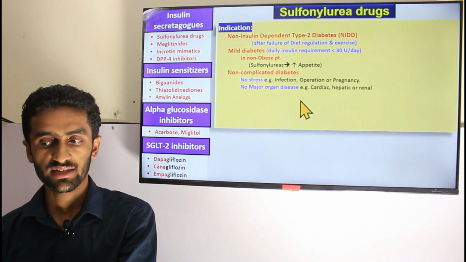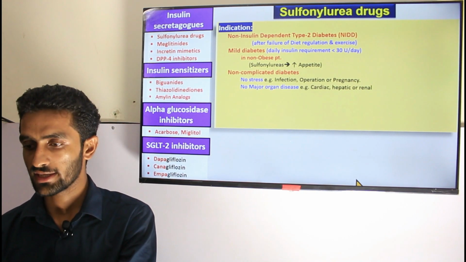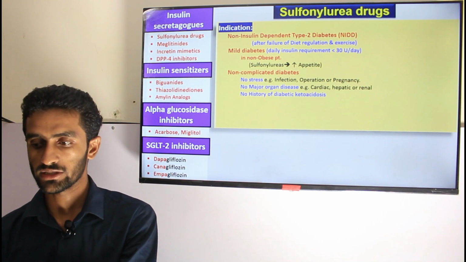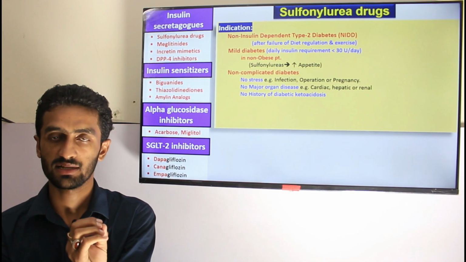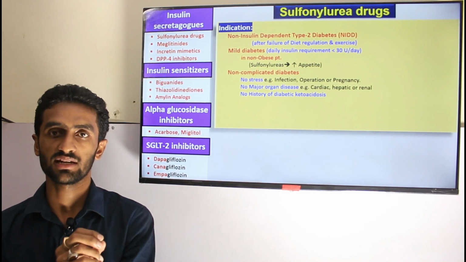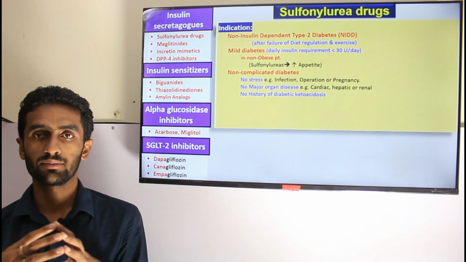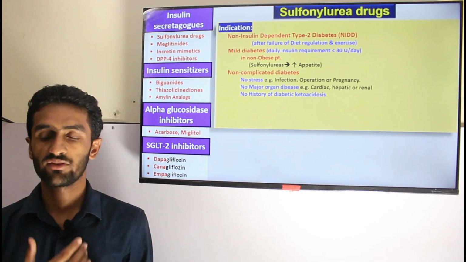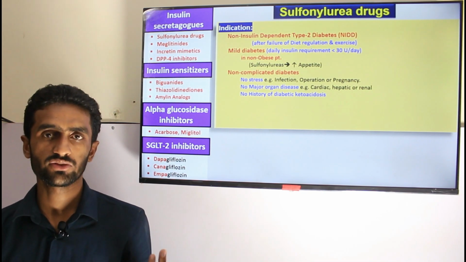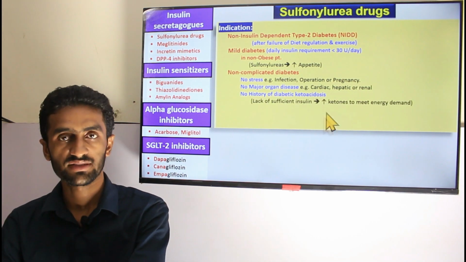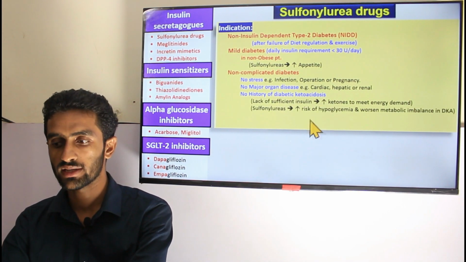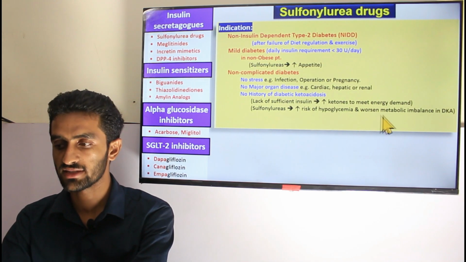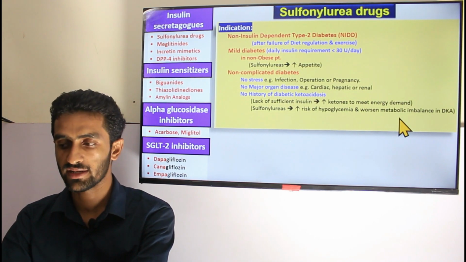And if there is no major organ disease, because they can cause hypoglycemia, no history of diabetic ketoacidosis. If there is diabetic ketoacidosis, it means your beta cells are almost non-functional. And what will happen? There will be a high level of ketones. So that's why the sulfonylureas are ineffective. Lack of sufficient insulin increases the ketones to meet the energy demand, and sulfonylureas do what? They actually increase the risk of hypoglycemia and worsen the metabolic imbalance in diabetic ketoacidosis.